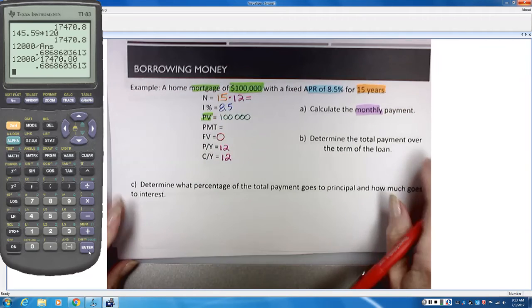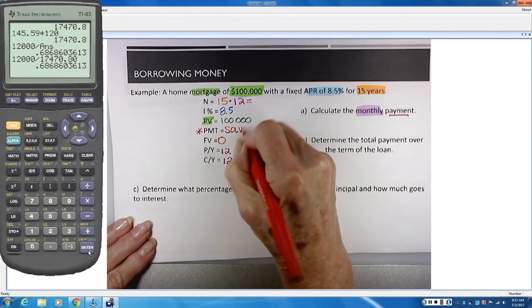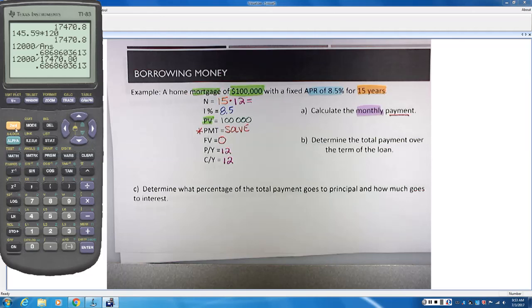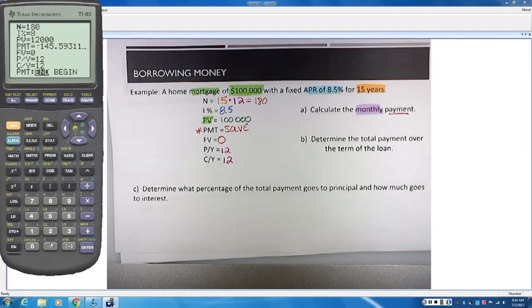So what we want to know is to calculate the payment. So that's what we're going to solve for. Starting at the top, 15 times 12 means we're going to make 180 payments at 8.5% interest. We're borrowing $100,000. The payment is what we're solving for. The future value is going to be 0. Your payments per year is 12 and your compoundings per year is 12.